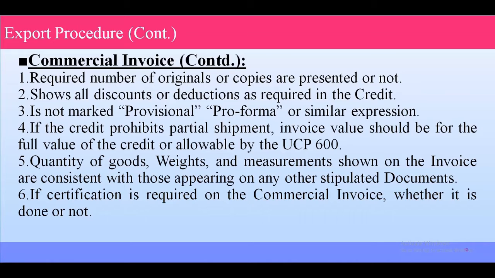9. It is not marked provisional, pro forma, or a similar expression. 10. If the credit prohibits partial shipment, invoice value should be for the full value of the credit or as allowable by UCP 600. 11. Quantity of goods, weights, and measurements shown on the invoice are consistent with those appearing on any other stipulated documents. 12. If certification is required on the commercial invoice, whether it is done or not.